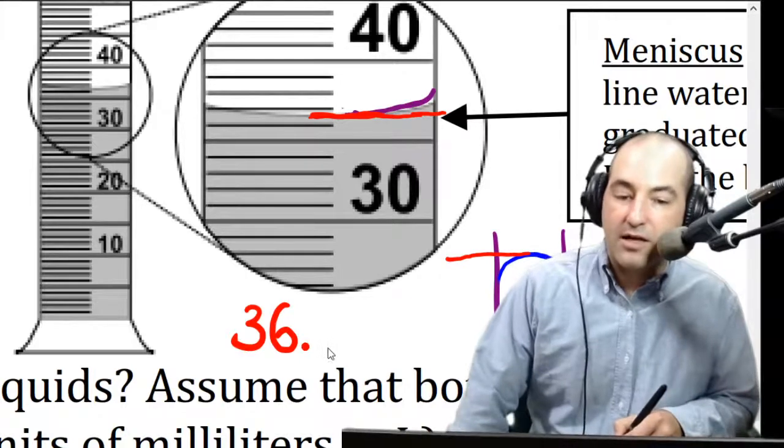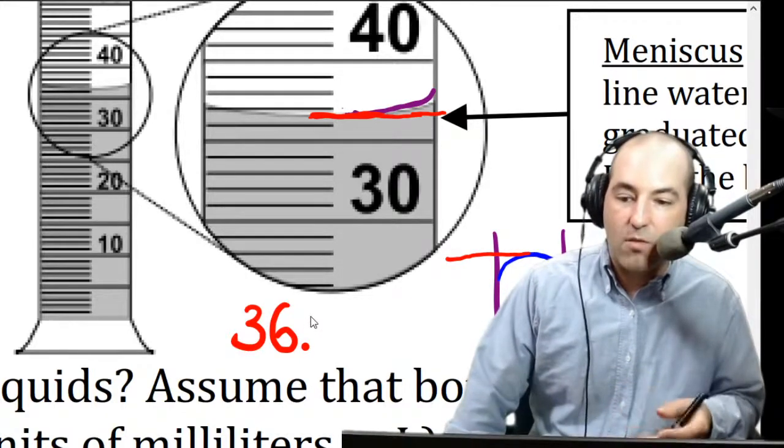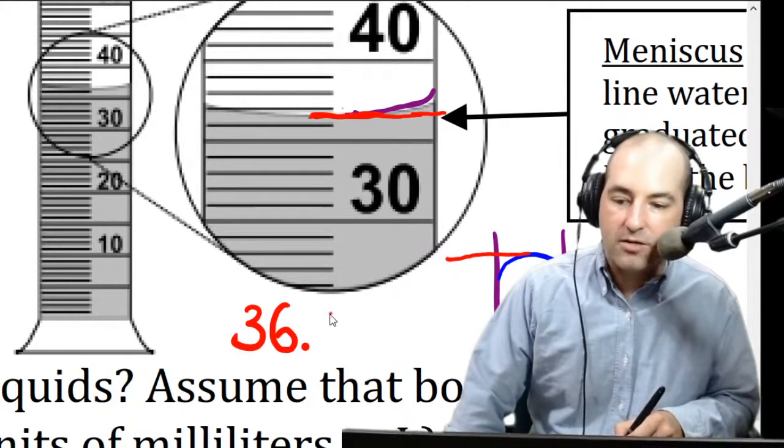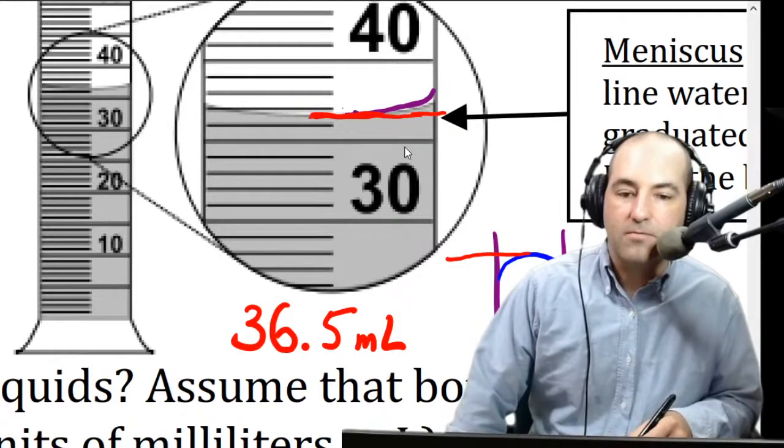And remember, I'm not done because we always have to estimate one digit past. So it looks like it's about in the middle to me. So I might call that 36.5 milliliters.